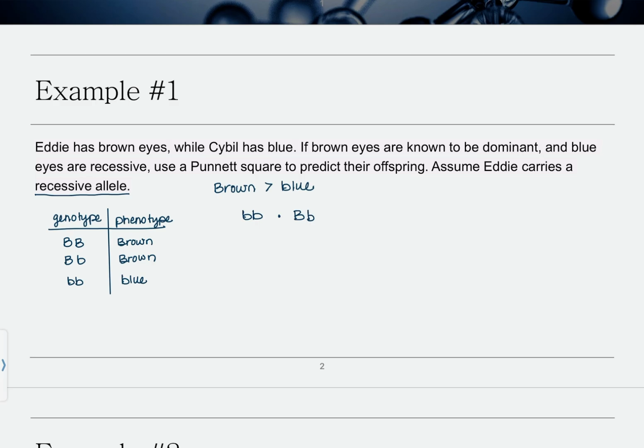And they just want you to predict their offspring. So this is a monohybrid cross where we just set up our tic-tac-toe board and see what the potential offspring are. All right, so we put each of Sybil's alleles here. Doesn't matter which parent you put there. I just happen to put Sybil's there, which are two recessive alleles. And we're going to put Eddie's alleles on this side here.